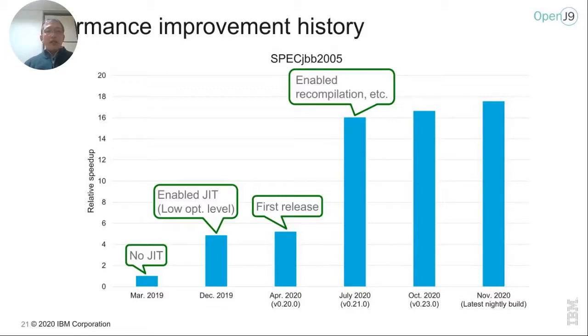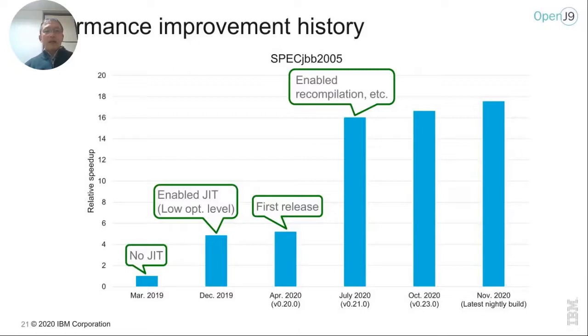Okay, this page shows the history of the performance improvement. It is relative speed up compared to the interpreter in early 2019. When the first release was made in April this year, only the low level optimization was enabled in the JIT compiler, because we wanted to focus on the stability in that release. And the performance at that time was around 5 times faster than the interpreter.